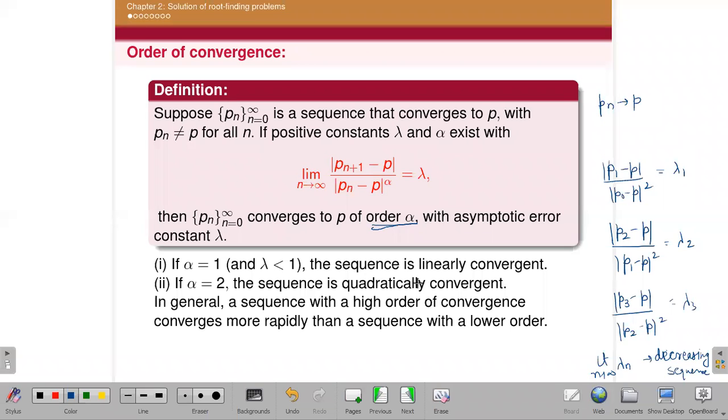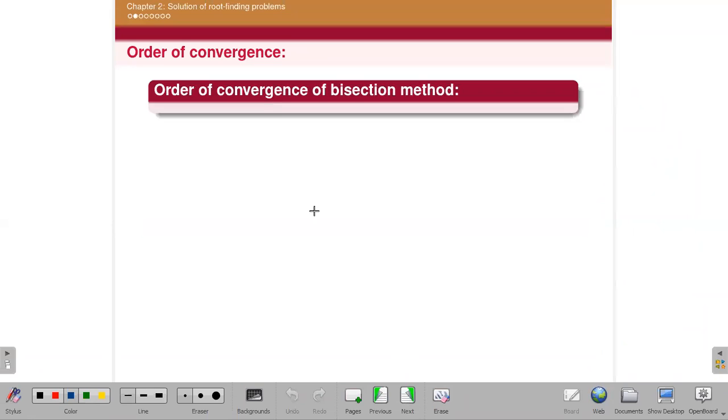So let us discuss the convergence of each method. First, we will take bisection: order of convergence of the bisection method. First of all, we generate a sequence. Let us take a general sequence generated from the bisection method. Let Pn be this sequence. You get this sequence by taking the interval of opposite sign and then taking the midpoint. You know how to make a sequence in the bisection method. So this is a sequence.